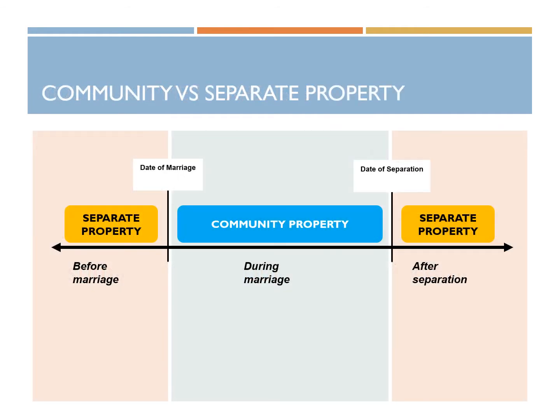Another part of your declarations of disclosure are your property declarations, where you'll be asked to list every item you own and everything you owe. To do this, you'll need to list all of your community property, all of your separate property, and all of your spouse's separate property. To do that, it's important to understand the difference between community and separate property.